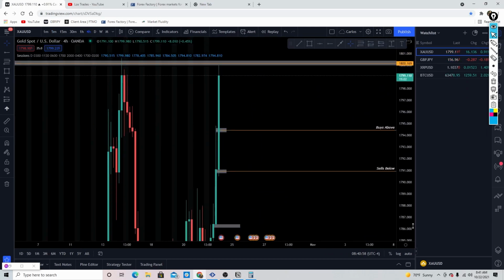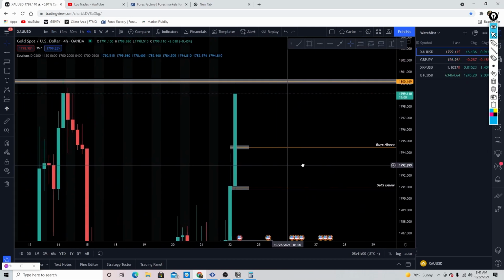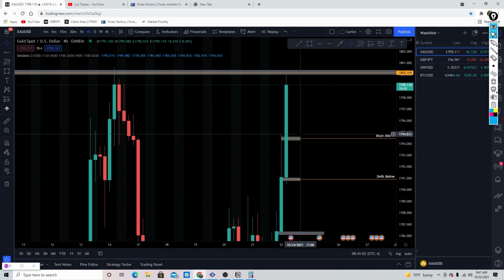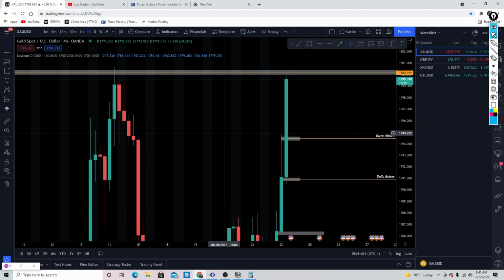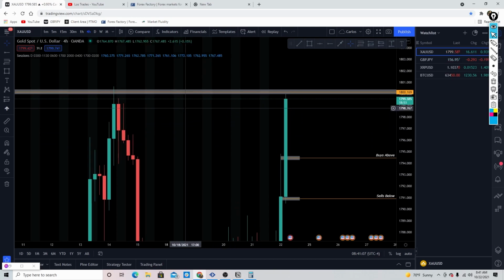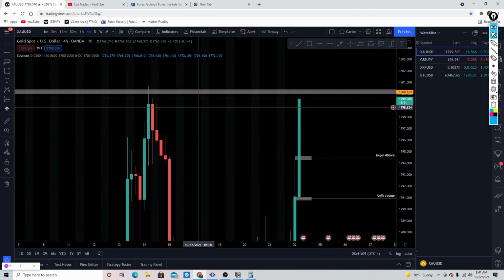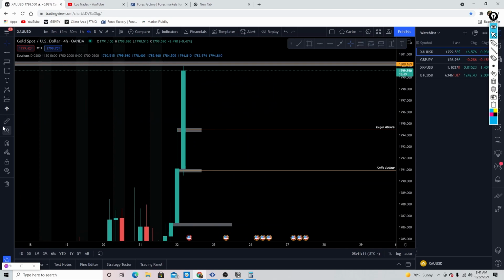Look at the 4 hour. It broke the previous 4 hour wick to continue going up. Pretty clean range for it to continue going up to this 1800 level. And now, yeah, that was the move. That was really the move.